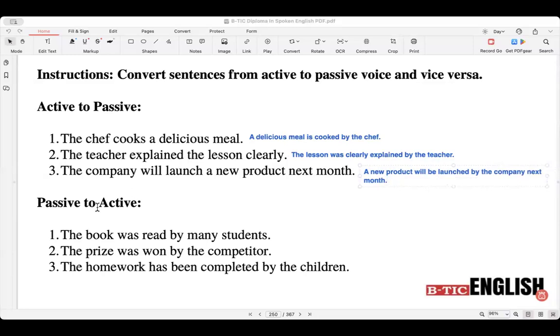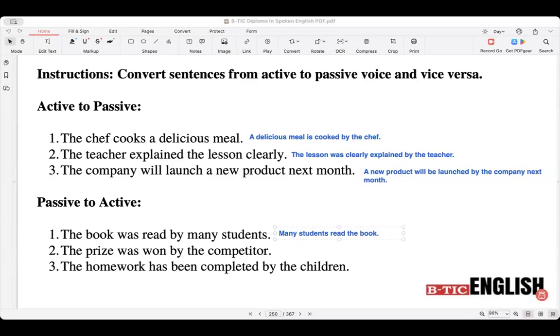Okay. Next, the book was read by many students. The many students was read the book. No. Many students read the book. Okay. You have understood what to do, but I think you just make some errors in the grammar and in the placement of the words. Many students read the book. You have to practice some questions. I'll give you more questions.